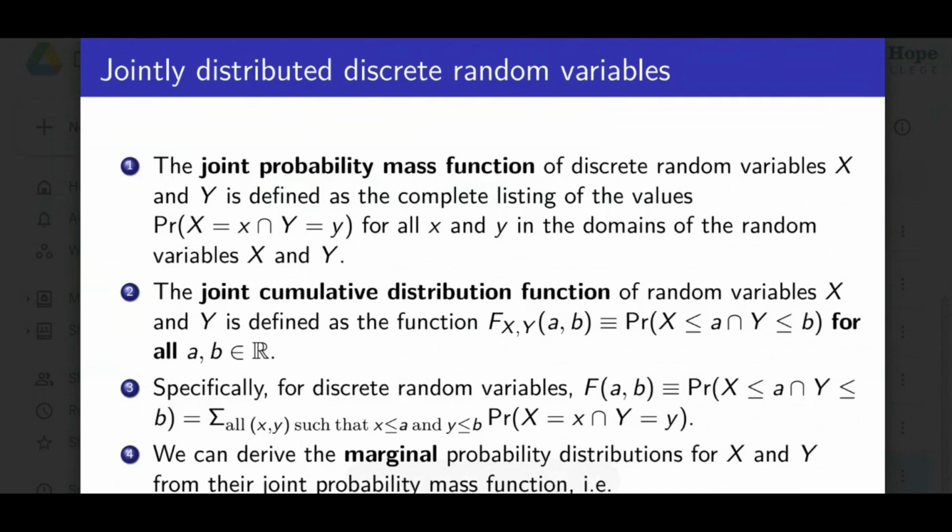So the joint probability mass function, the word joint is there, is a complete listing of these probabilities. What does this mean? I have to tell you what is the probability that X is something and Y is something at the same time. So in other words, the table kind of looks like a grid. Okay, and I'll flash to an example right now.